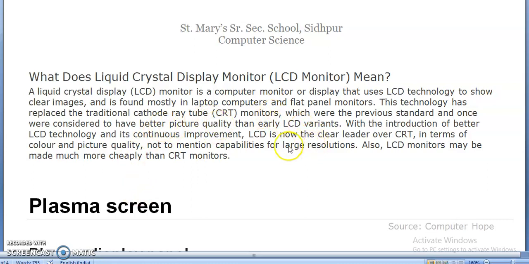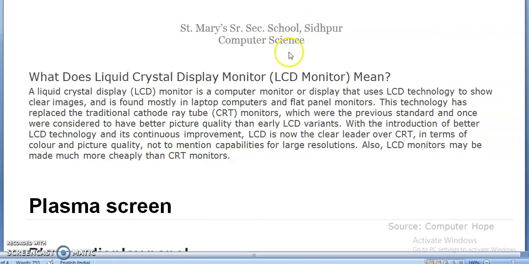So, with the introduction of better LCD technology and its continuous improvement, LCD is now the clear leader over the CRT. So now, first the LCD has replaced the CRT, and now it has been replaced by the LEDs. So this is how, according to the passage of time and the advancement of technology, the types of monitors have also changed from CRT to LCD, LCD to LED.